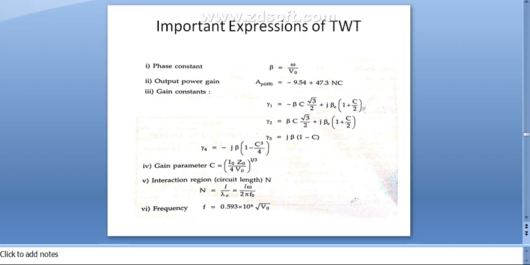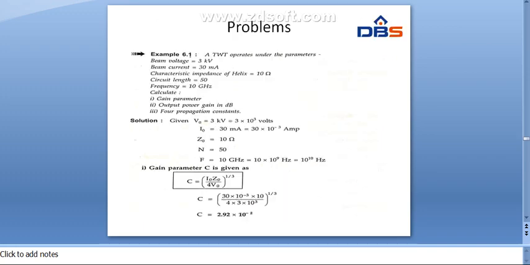And here we can see the important expressions in TWT: phase constant, output power and gain constants, gain parameter and frequency.